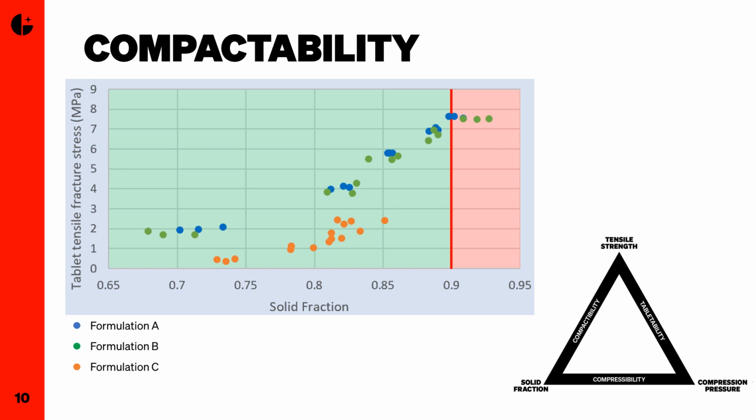The fact that the tablets have the same solid fraction, but that the formulation C tablets are weaker, means that the difference in strength between these tablets is not due to a difference in the level of pores in the tablet, but due to something more fundamental about the materials in the tablet itself.